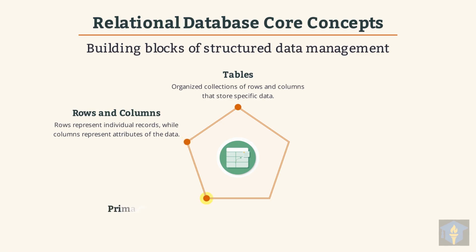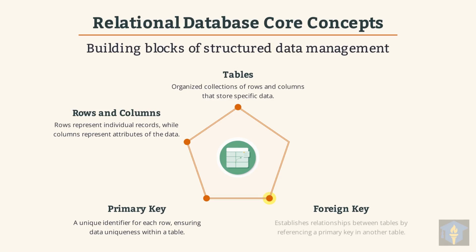A primary key is an absolutely vital component in every relational table. It's a unique identifier for each row, ensuring data uniqueness and integrity within a table. Then we have the foreign key, which plays a crucial role in establishing connections. A foreign key establishes relationships between tables by referencing a primary key in another table.